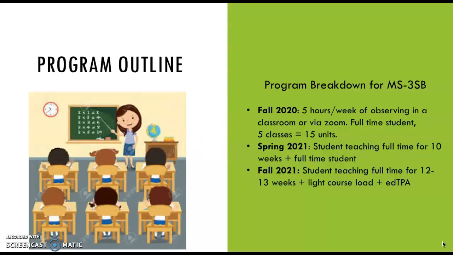This slide represents the program outline for our 3 semesters. The fall of 2020 will be 5 hours of observing in a classroom or via Zoom, and you're a full-time student. For the spring of 2021, we are teaching full-time for 10 weeks, and we are also full-time students. For the fall of 2021, we student teach for 12 to 13 weeks with a light course load, and we focus on the EdTPA.